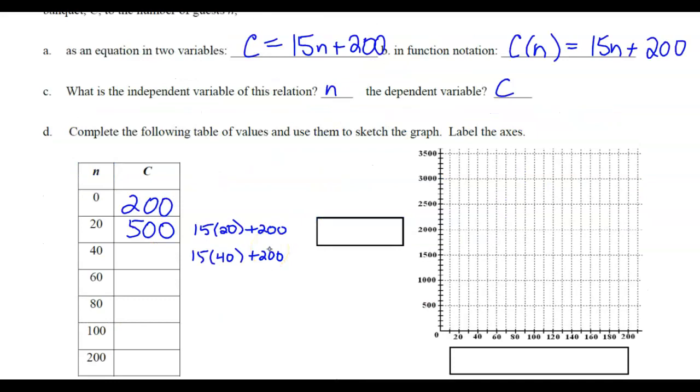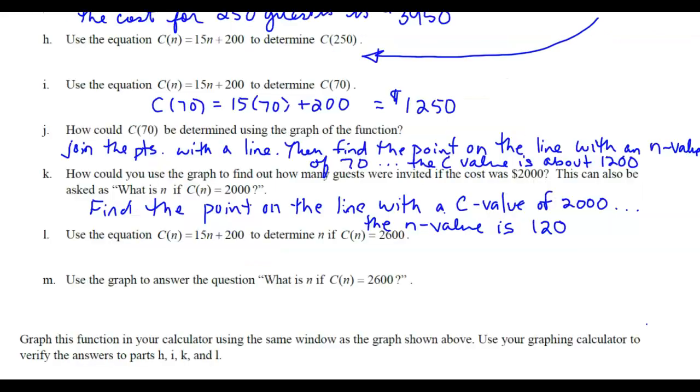So you fill in that table of values. We've been kind to you and have scaled the axes there on that graph. So once you have done that, then plot those points and label each axis. So in L, it says use the equation C of n equals the equation to determine n if C of n is 2600. So we're going to use the algebraic method, not the graph.